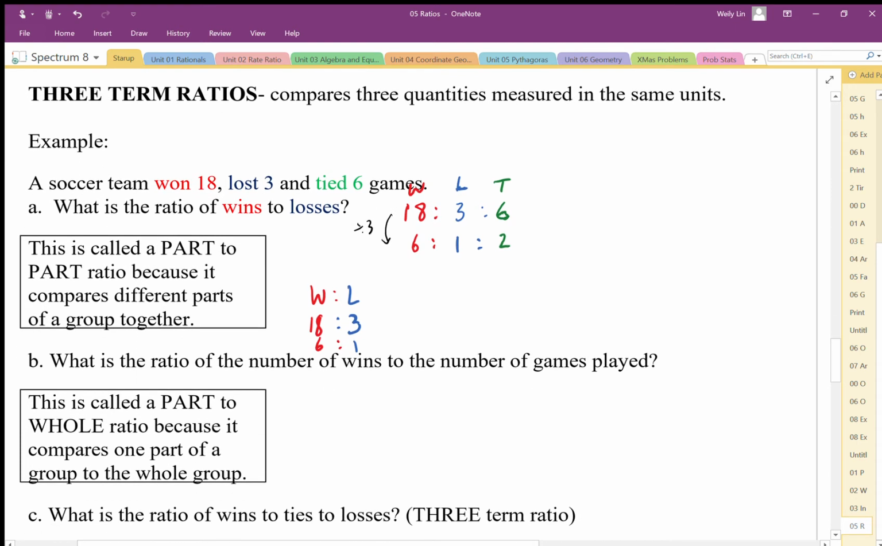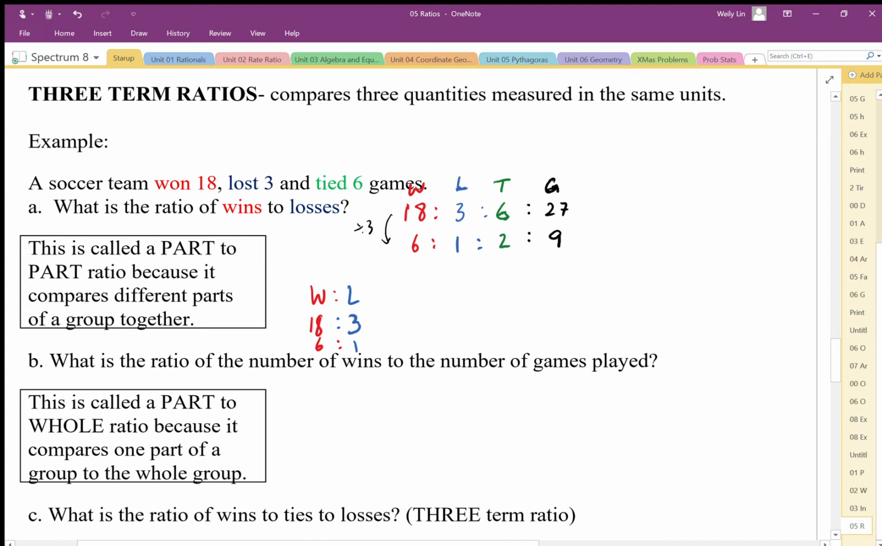So we can also break this out and compare other parts of this. And we can compare part to whole. So the number of games can be another part of this ratio. In fact, we can make it a 4-term ratio. They've played 27 games in total. And if you take the sum of these terms, they should add up to the last term. So this is the number of games.